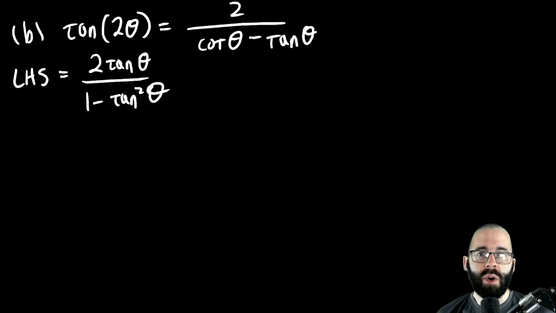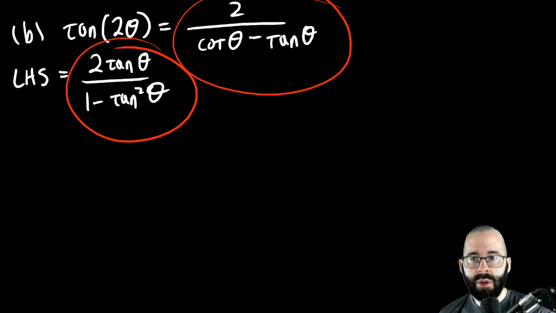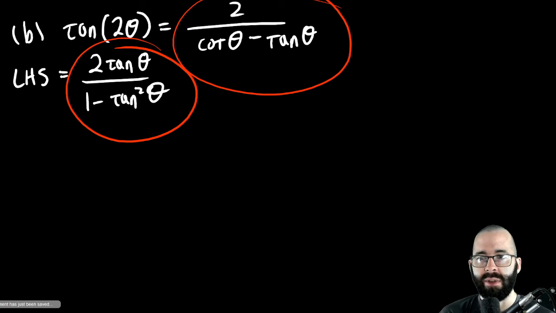Another strategy that is always good to remember is when you're verifying identities, look at where you want to go and look at where you are. What's the relationship between these 2 things? What's the relationship between our 2 numerators? Our numerator has a tangent. Our end result doesn't have a tangent. We could divide everything by tangent. If we divided the top and the bottom by tangent, that would make the numerators equal.